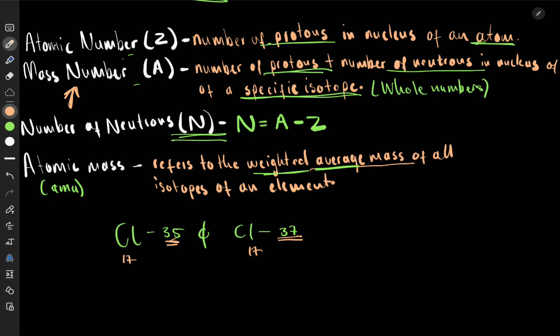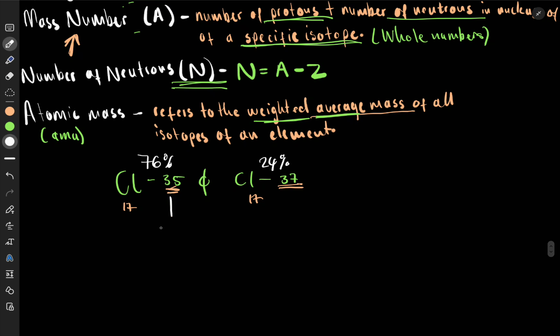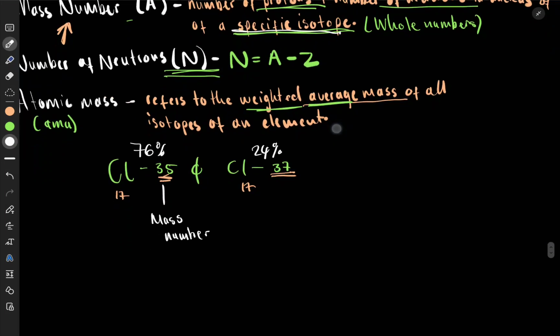So very different, right? Now, when we deal with these two chlorines, let's say you have been told, I'm not so sure, you can check online, that 76% of chlorine is chlorine 35, which means that the other becomes 24%. This is the mass number, and mass number is for a specific isotope. Then here's another mass number, for the other isotope.